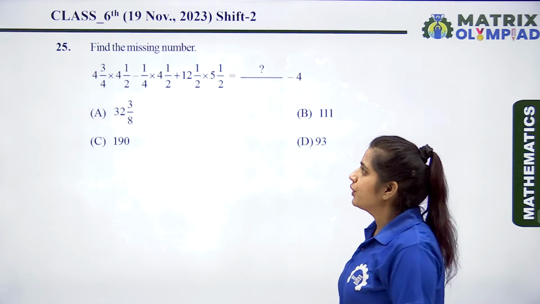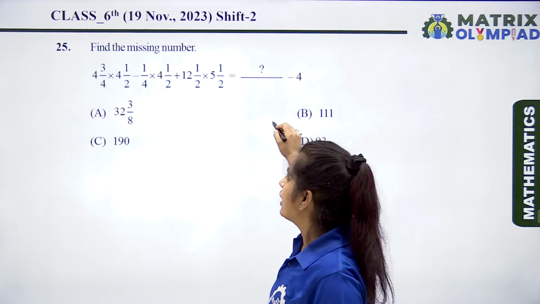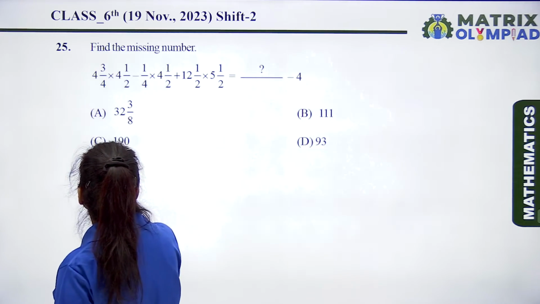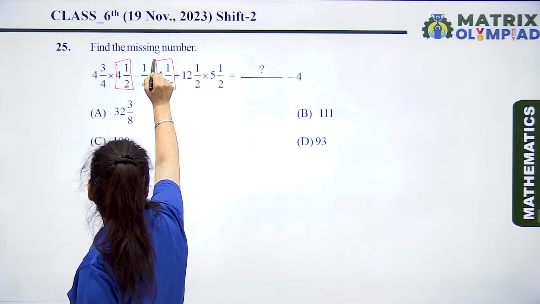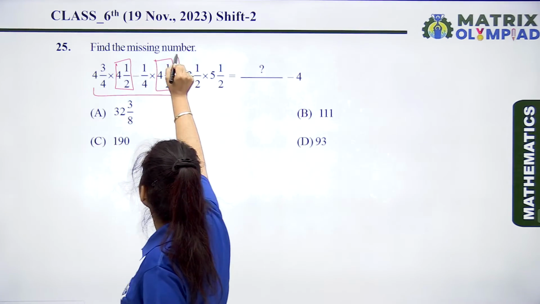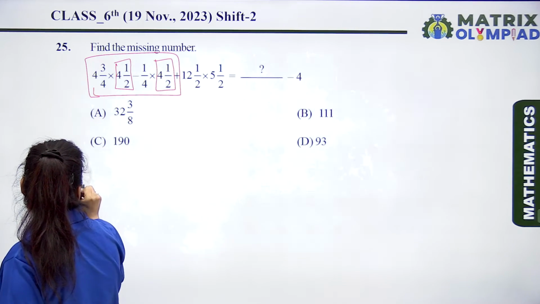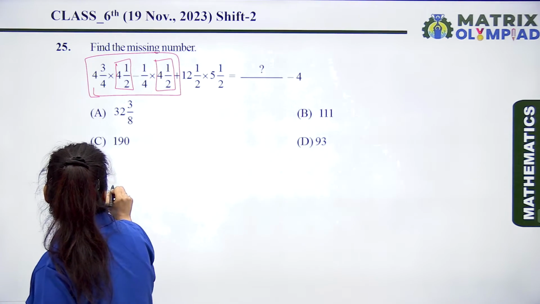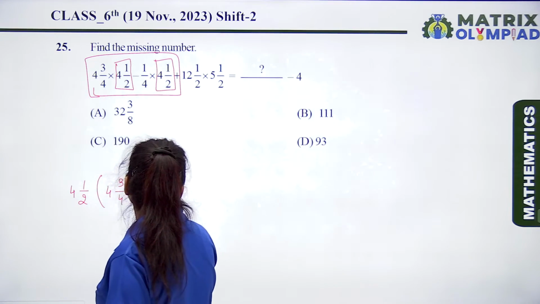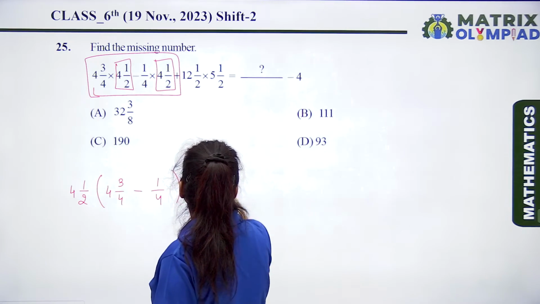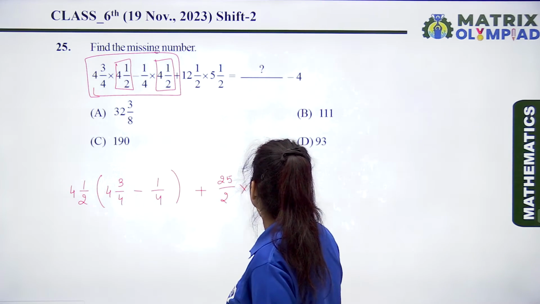Now the next question is question number 25. Find the missing number. Here we have to solve this expression. After that we have to find out the missing number. So here we have 4 1 upon 2, 4 1 upon 2, 2 times. So here we are going to apply the distributive property in this part. So here 4 1 upon 2 is common. 4 3 by 4 minus 1 by 4 plus this is 25 upon 2 multiplied by 11 upon 2.